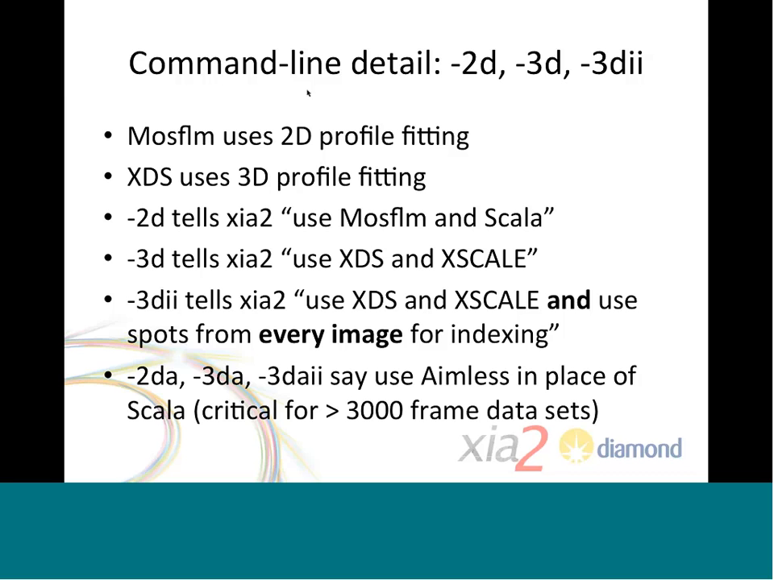Now that everybody has pixel array detectors everywhere as well, I'm finding more and more data sets consisting of several thousand images, and the default build of Scala tends to be limited to a small number of thousand frames. Aimless, on the other hand, does not have this limitation. So if you specify minus 2DA, minus 3DA, minus 3DAII, it behaves exactly the same way, except it uses aimless in place of Scala, and it has no limitations on the number of images you can have in a data set. So the biggest example I've processed to date is with 72,000 frames, and it processed fine, but it took absolutely ages.